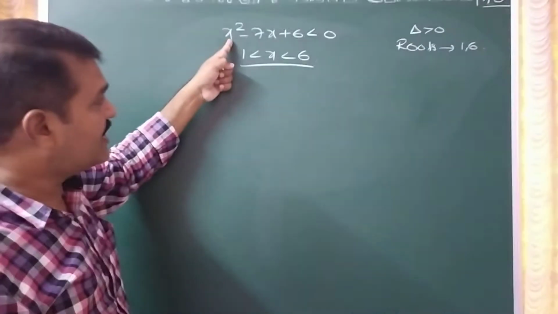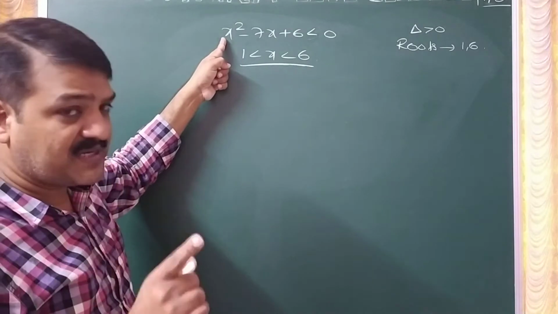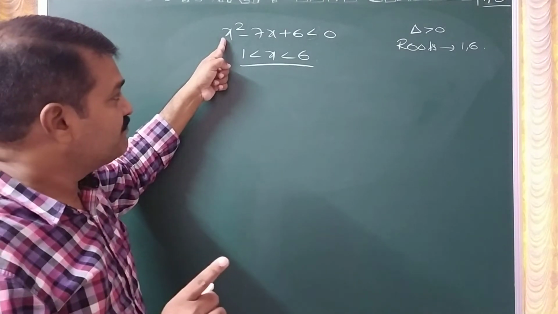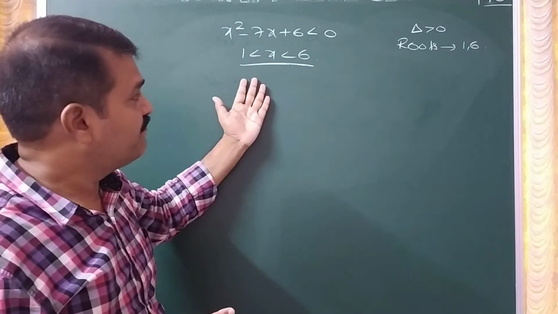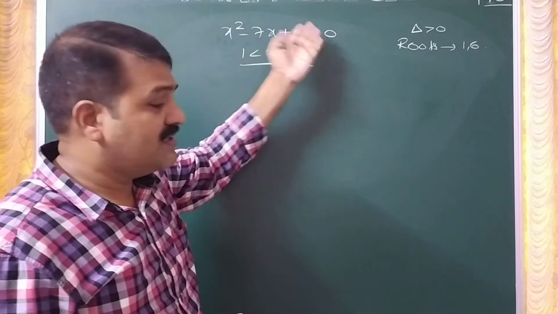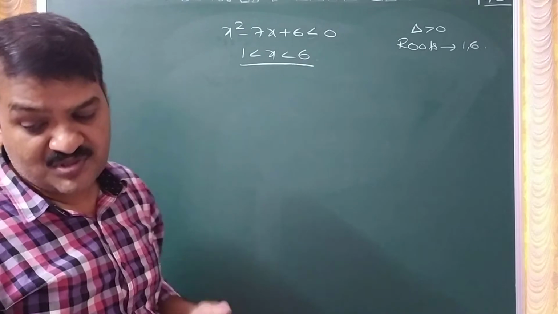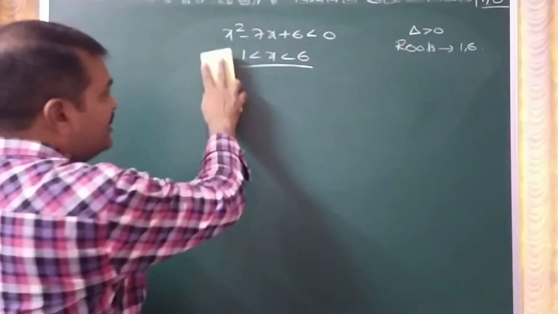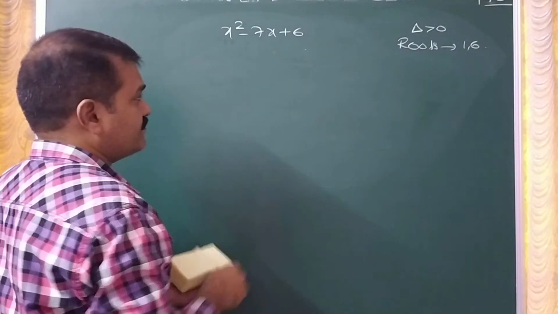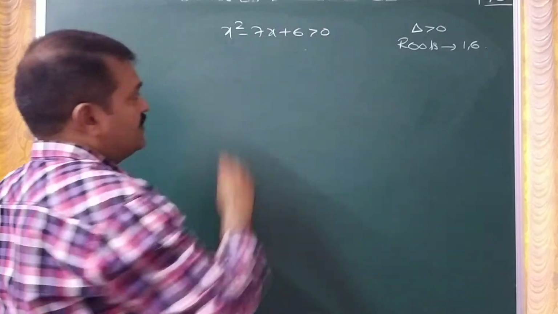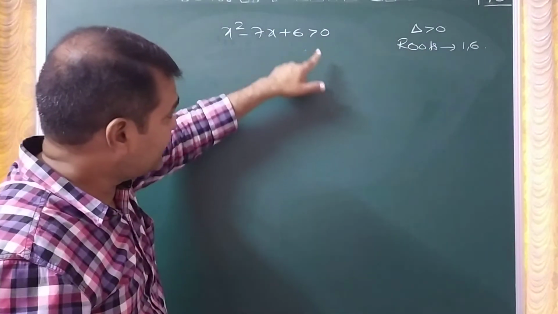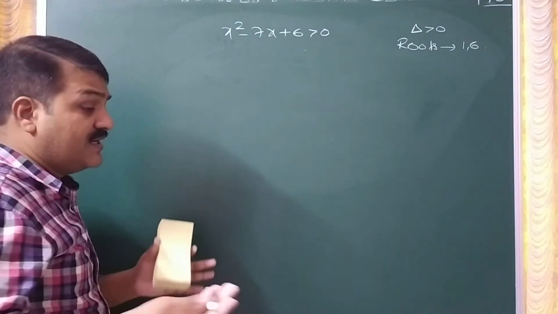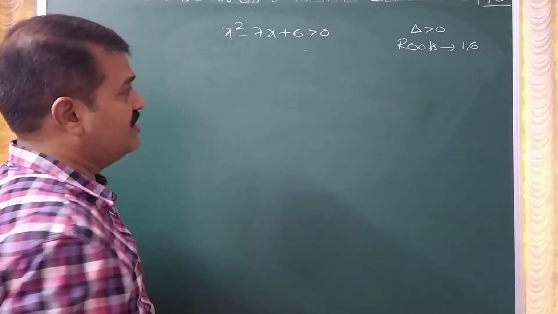Just see that the quadratic or x square term coefficient is positive. Take care of that. Less than symbol you find, take lies between the roots. If you find greater than symbol, take does not lie between the roots. For example, if the question is like this, the roots are 1 comma 6. Since we have greater than 0 symbol, does not lie between the roots is the solution.